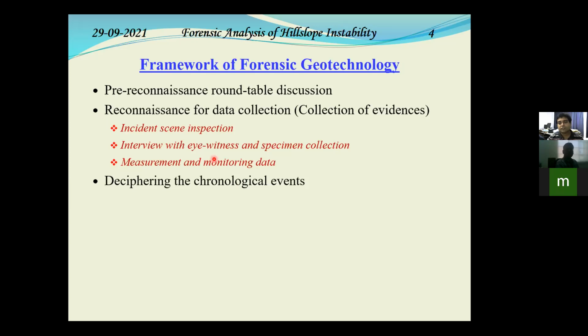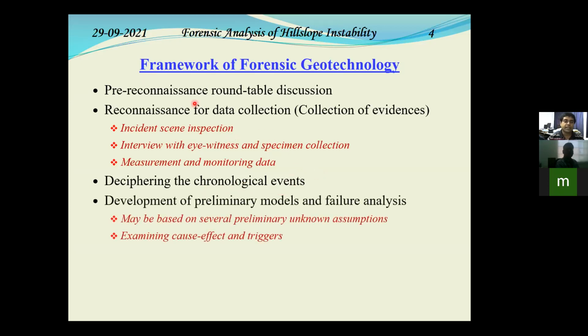Now from this reconnaissance survey, by talking to the eyewitnesses and everybody, we try to decipher the chronological events, how the event has taken place over time. One thing we should understand is that none of the failures are very sudden. Every failure gives you certain indications over time, and how that has taken place is very important to know. Many times, as I was mentioning, there might be some rainfall event, some seismic event, some inhabitation, or some infrastructure construction, and we look at how they have been done over time, and whether they have any relationship with the evolution of the failure. Those we try to decipher from these chronological events.